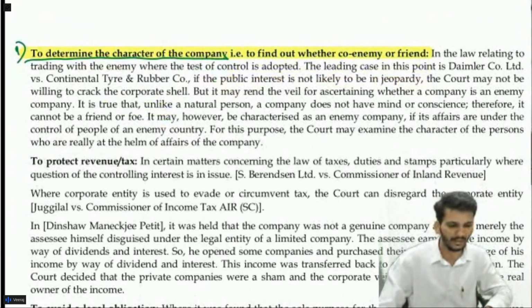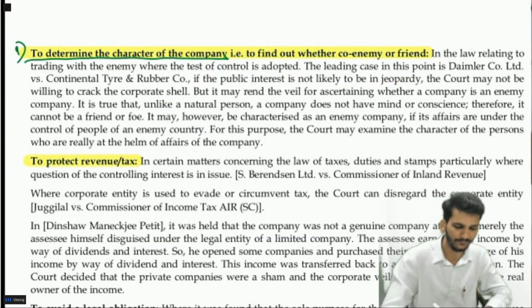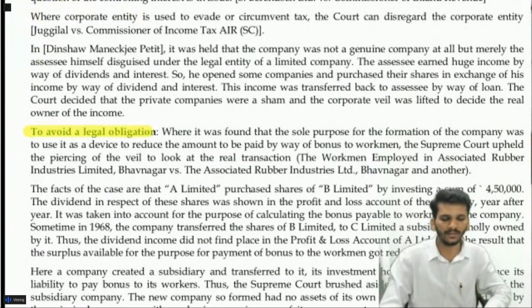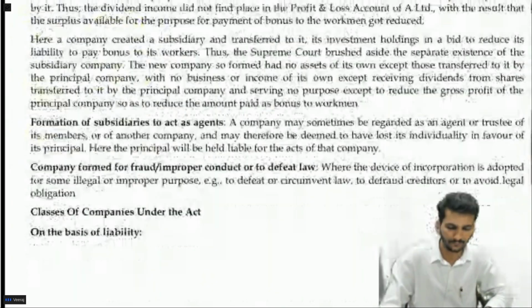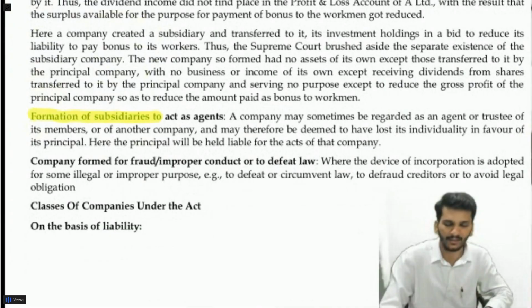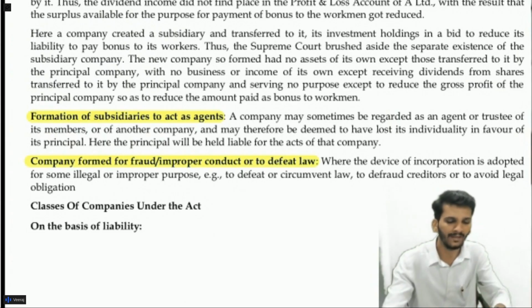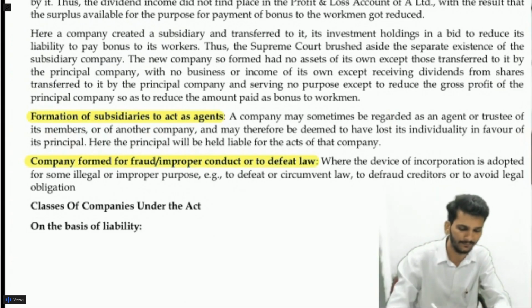You can write anyway. To protect the tax or revenue. Second one. Third one, to avoid the legal obligation. Formation of subsidiary to act as agents. Company formed for fraud or improper conduct to defeat the law. These are the 5 cases where the court will lift the corporate veil.